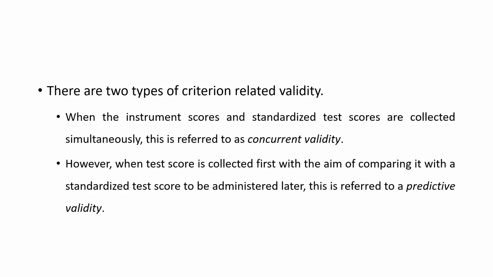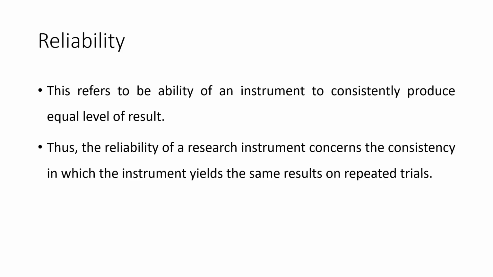So a quick recap here on the validity. Having explored all the types of validities, whenever we are to give an instrument on the field as a researcher, we must ensure that the instrument is valid. And how do we ensure this? We can use any of these four types of validity that we have mentioned to ensure that it is measuring what is expected to measure. Having said that, it is not only for us to ensure that it is measuring what is expected to measure, we must also ensure its reliability. It must consistently give an equal level of result. That takes us to reliability. This refers to the ability of an instrument to consistently produce equal level of results.